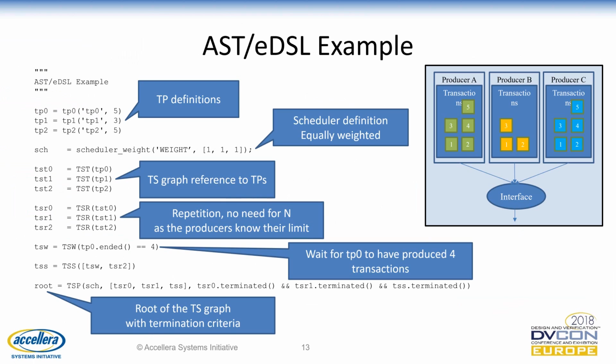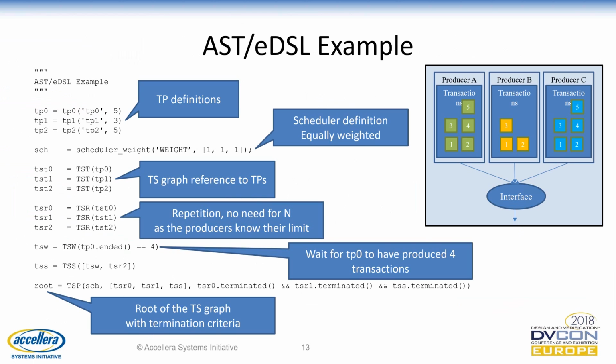Then if you go to the line where it says TSS equals TSS, then you have in sequence a wait and the TSR2. And TSR2 is the one producing transactions from producer 2. And the TSW, you can see above, is a wait expression which basically waits for TP0, the first producer, A or 0, to have ended four transactions. And when this state occurs, or you can say this event occurs, then it's not blocking anymore.